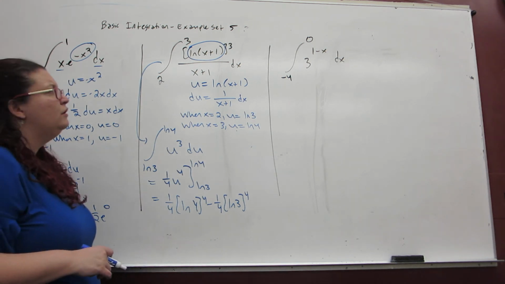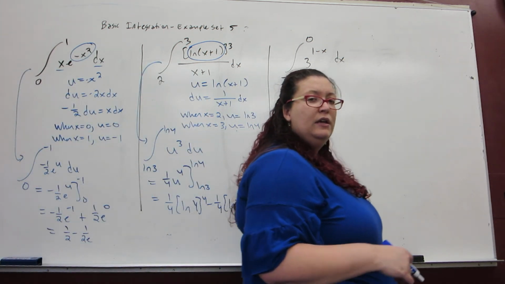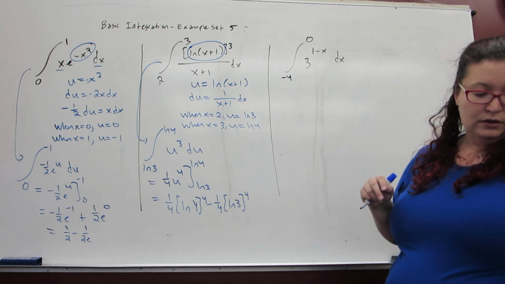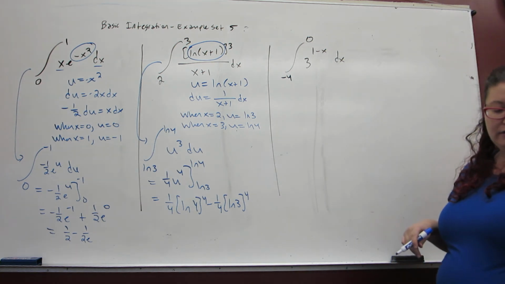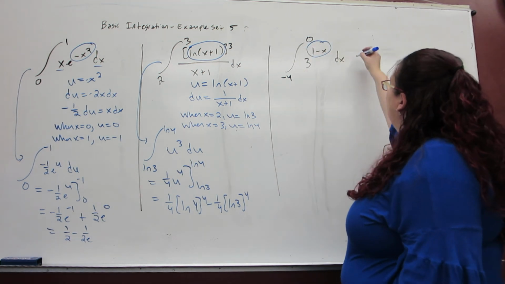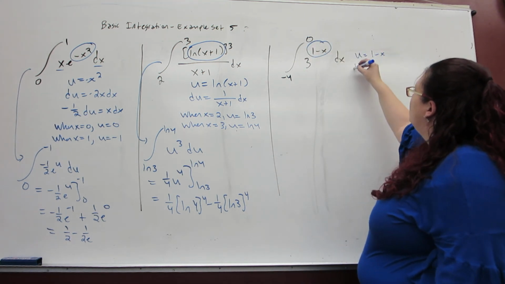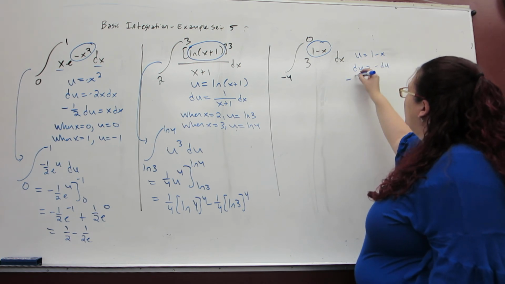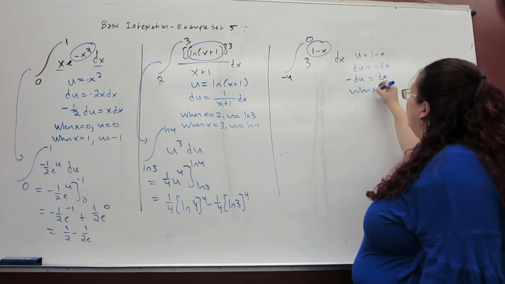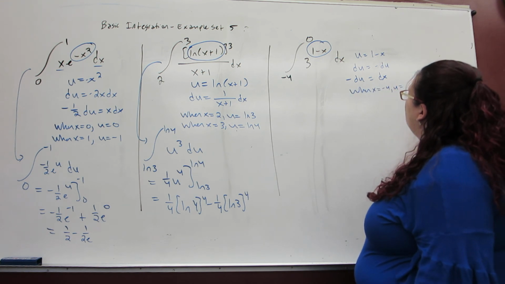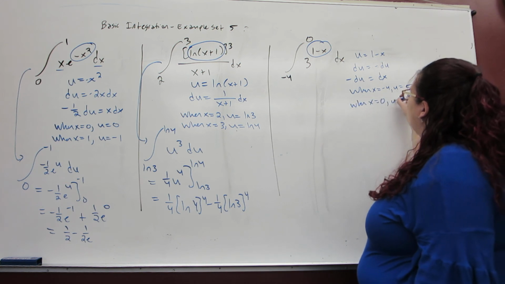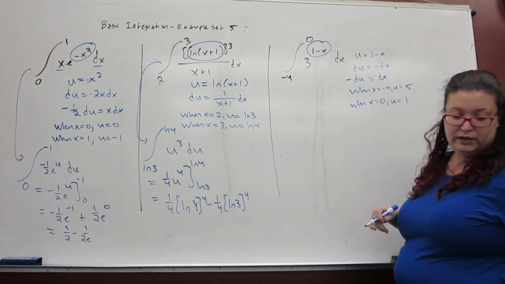For my final question, we'll be using the antiderivative rule for bases other than e, which just means there's going to be a factor of ln of 3 floating around. I'm still going to do a u substitution up here. So u will be 1 minus x, so du is negative dx, or negative du is positive dx. When x is negative 4, u is 5. When x is 0, u is 1.